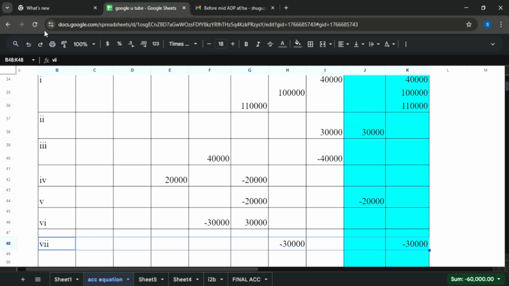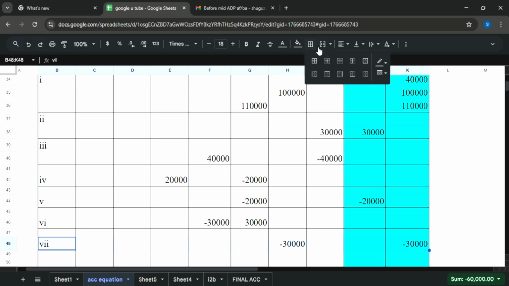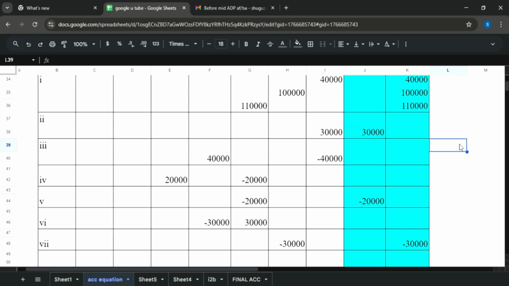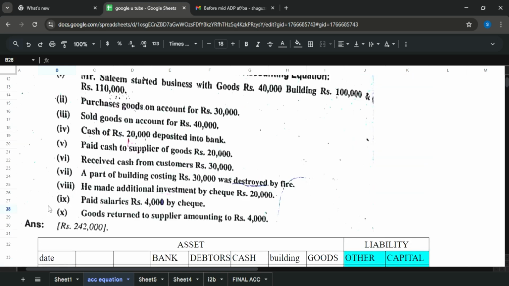This was your entry number 7, and we have completed it, where we have understood if building has been destroyed, there will be a decrease in building. And secondly, it was a loss. Loss is transferred to your capital account. Entry number 7 is completed. Now entry number 8 we will focus upon.